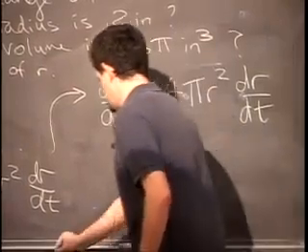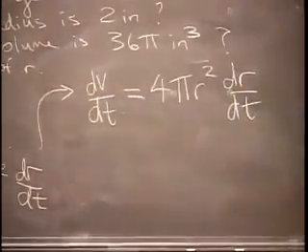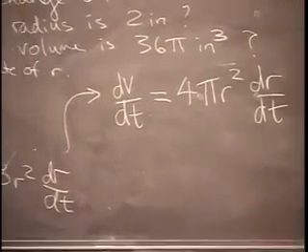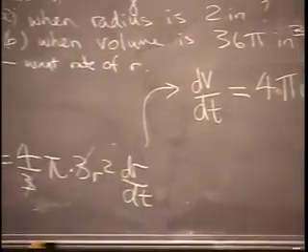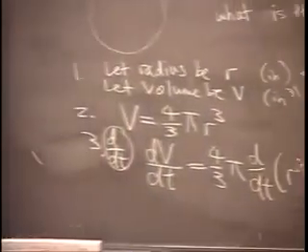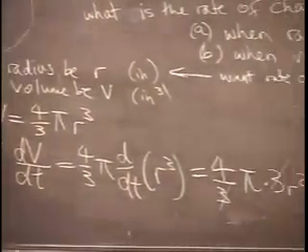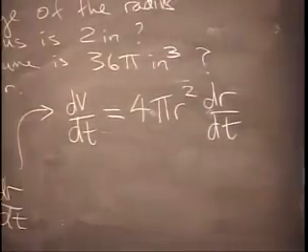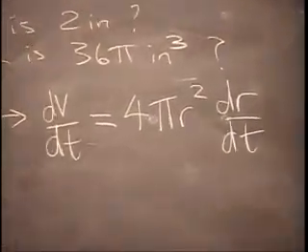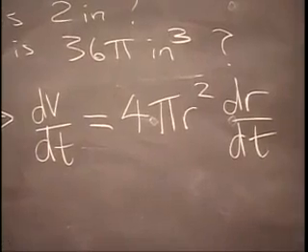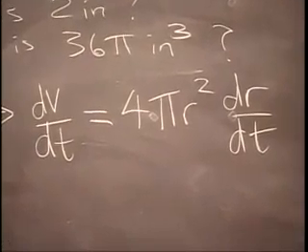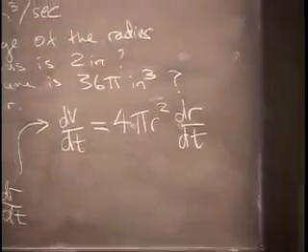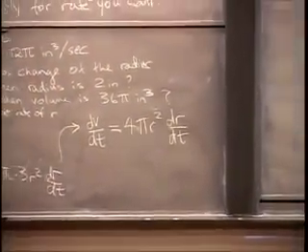Let's pause for a moment, take a look at that while I get some more space over here. Look at that 4 pi r squared. That's actually the surface area of the sphere. It's a bit of a coincidence. Maybe. Maybe not. Anyway, let's not speculate philosophically. Let's actually solve the problem.